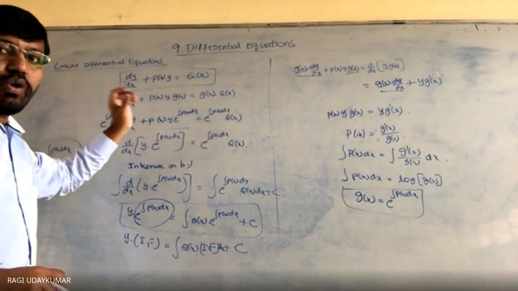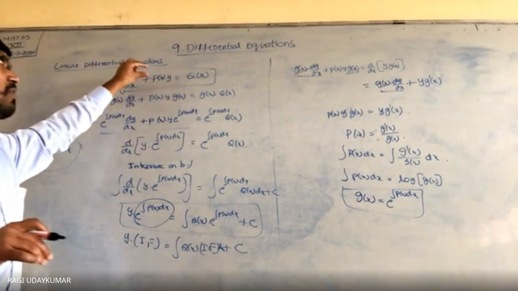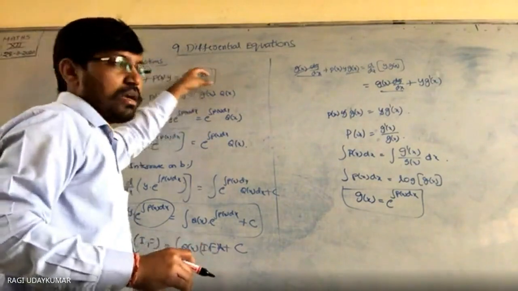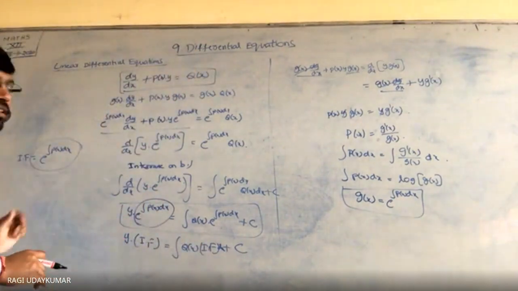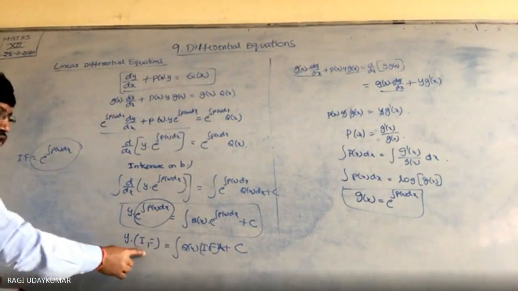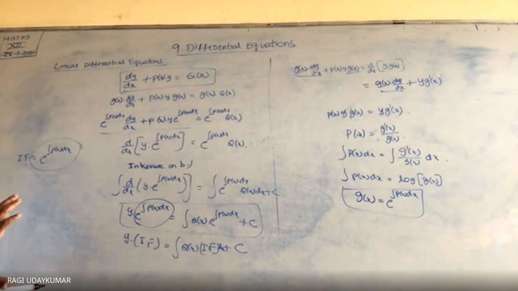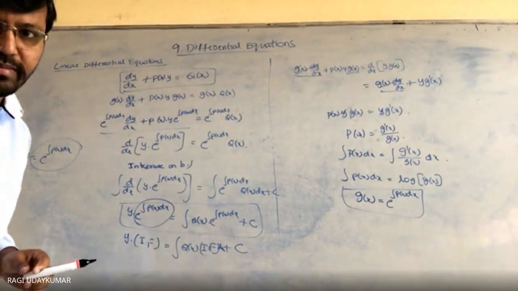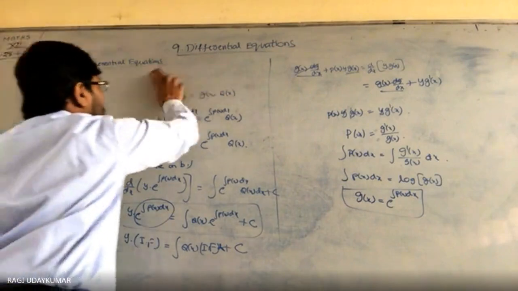First, how do we find out the solution of the linear differential equation? Means first you need to find out what is p of x, what is q of x. Identify p of x and q of x. And find out the integrating factor. That integrating factor should be multiplied. The solution is this one. This is common everywhere. The solution is like this.